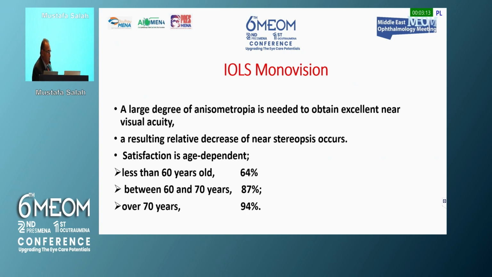In monovision, a larger degree of anisometropia is needed. For extent, this is the standard. So the success rate increases the older the patient is. So over 70 years, it may have a very good result.